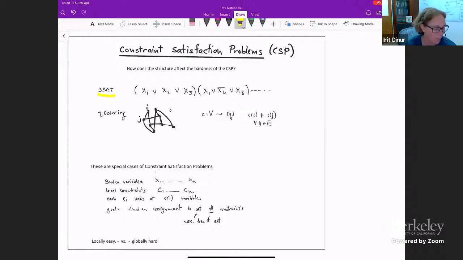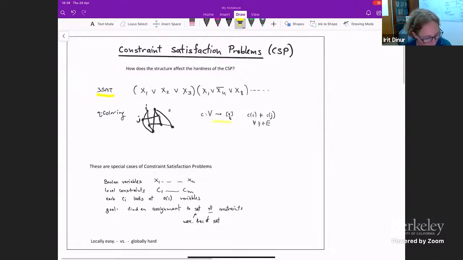In this problem, you are given not a formula, but rather a graph. The goal is to assign the vertices colors. So you're searching for an assignment of the vertices, a coloring. The constraint is that the color of the ith vertex needs to be different from the color of the jth vertex whenever there's an edge between i and j. If there's no edge, there's no constraint. So every edge here is a constraint, and the constraint says the 2 endpoints need to be colored differently.